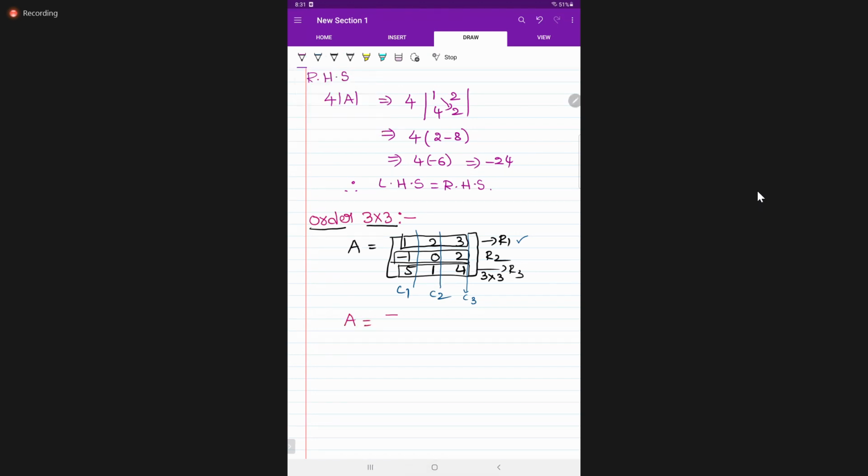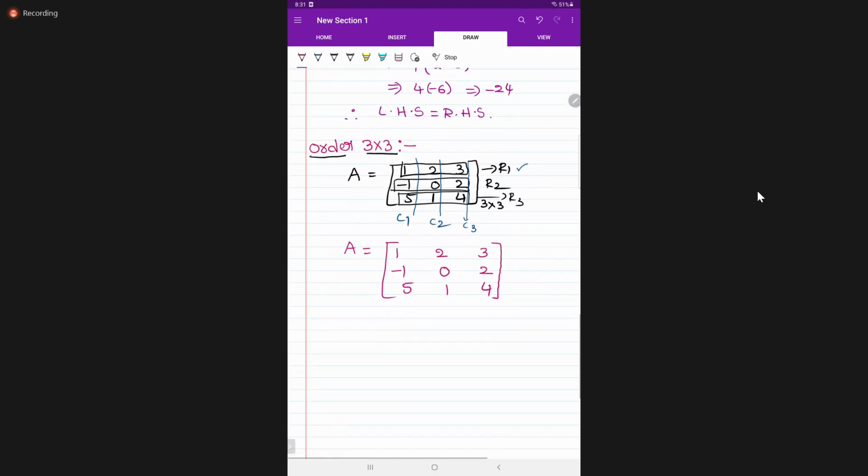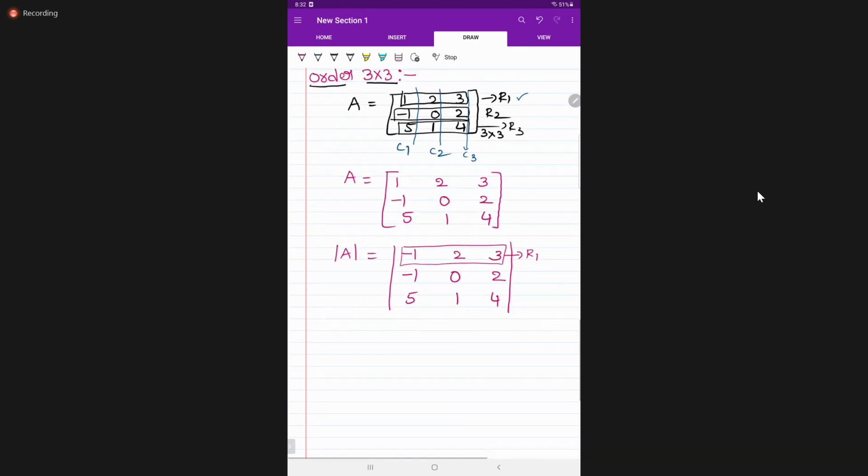One more time, please. Yeah. The matrix 1, 2, 3; minus 1, 0, 2; 5, 1, 4. Now write this matrix as a determinant. We can expand this determinant using any row or column, but here first row expansion is very easy compared to the others. Now I am using the first row.